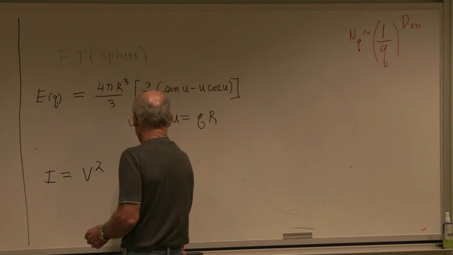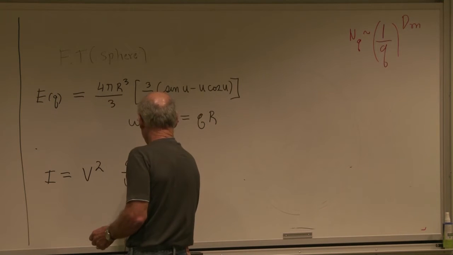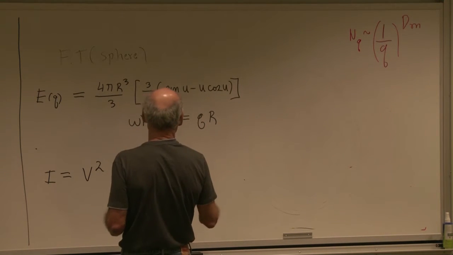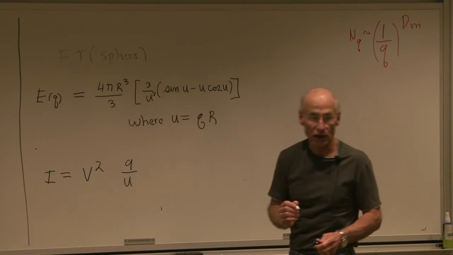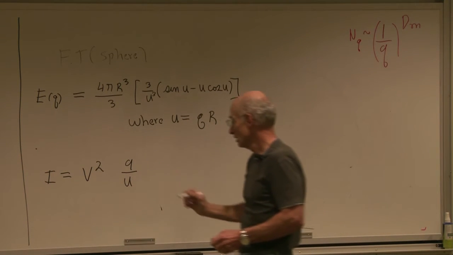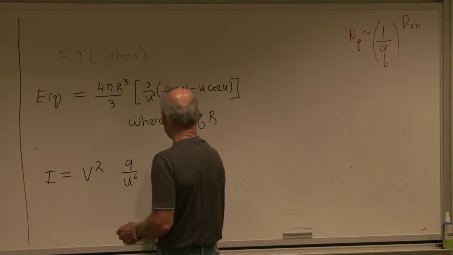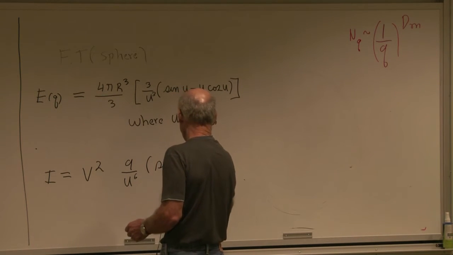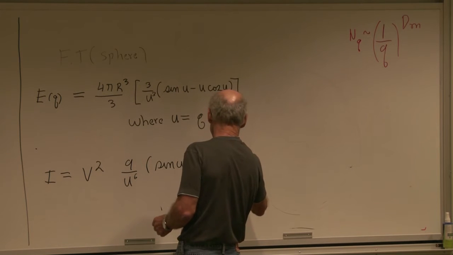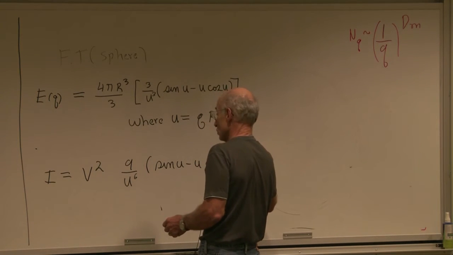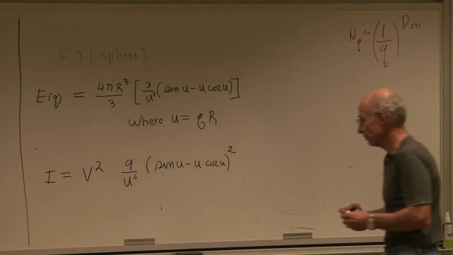And then you get a 9 over, oh, wait a minute, cubed. Forgot that. 9 over u to the 6th, and then this sine u minus u cosine u, squared. There we go.